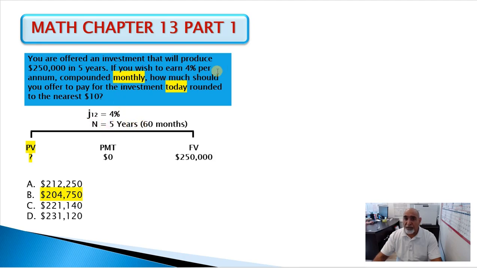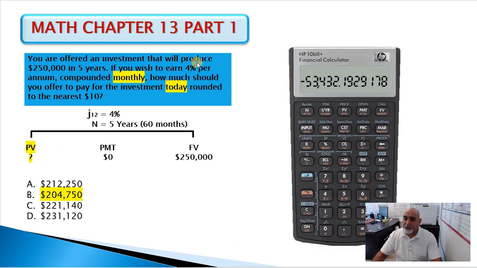Okay, if you wish to earn 4%, so there's 4% per annum. Compounded monthly means this number is 12. How much would this investment be worth today? So this is today. So we have our diagram. Let's see if we can do this question. Once we get our diagram, then we don't need to look at this anymore.